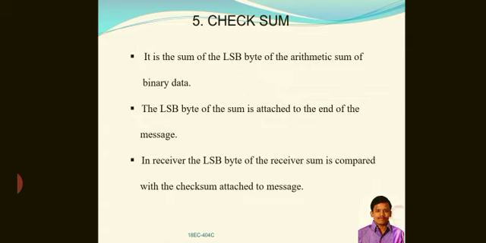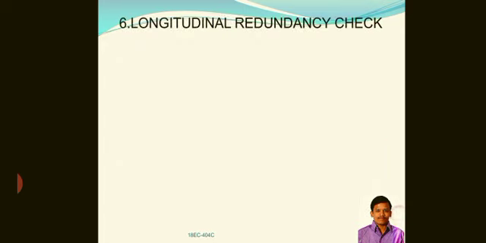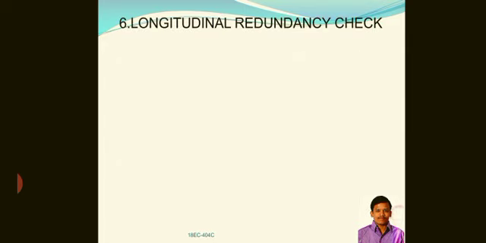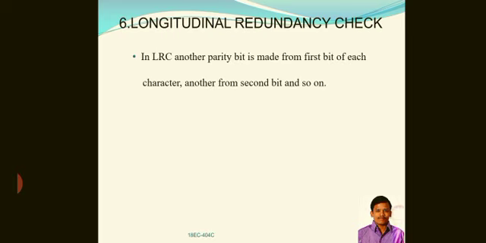Right. So here in the receiver, the LSB byte of the receiver sum is compared with the checksum attached to the message. So with this one, we are just finding whether an error occurred or not. Next one will be the longitudinal redundancy check.